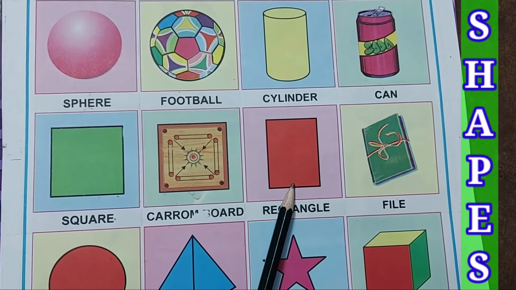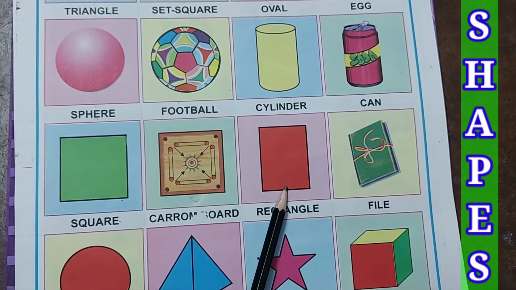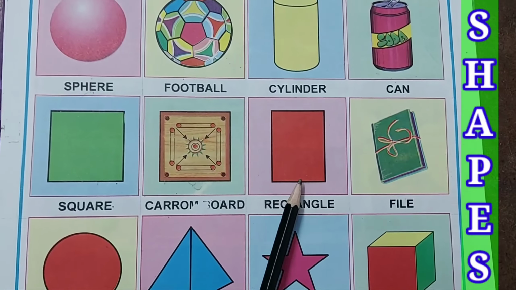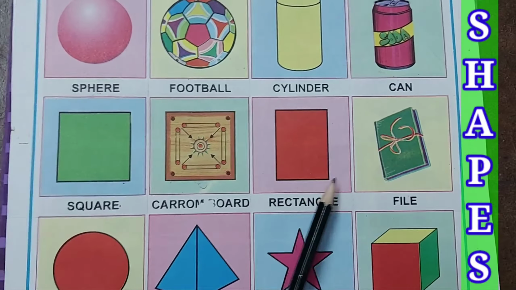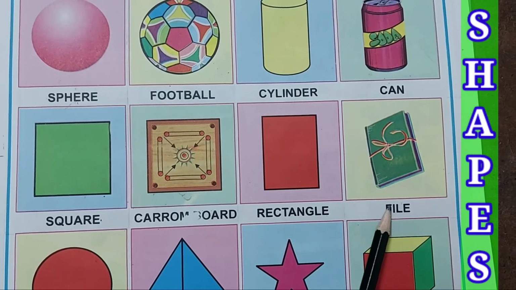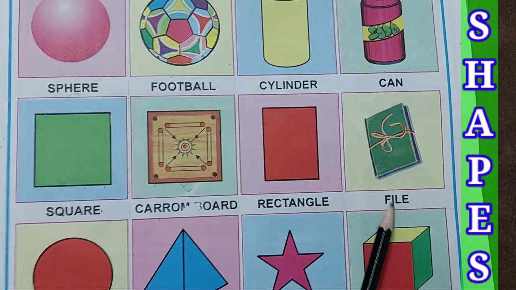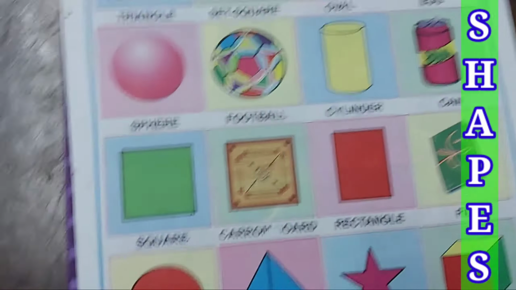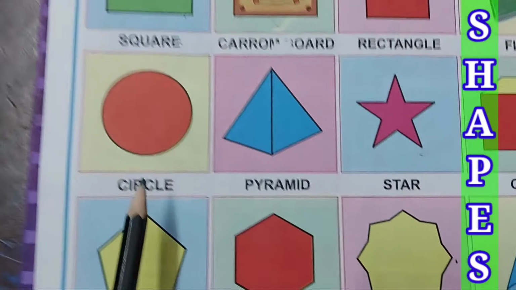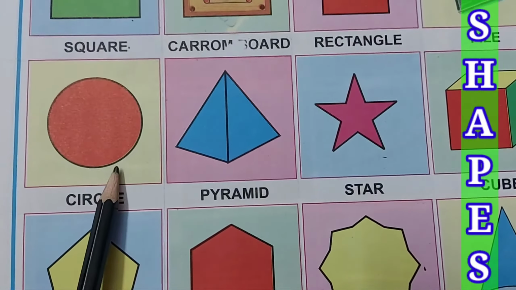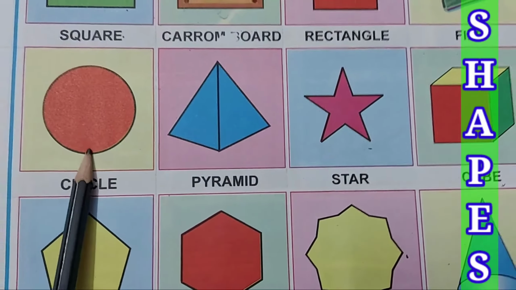Next one is a rectangle. Rectangle shape objects are, look around in your house. Yes, a door. The door shape is a rectangle. And this is a file. A file is also a rectangle shape. Next, circle. Yes, this is the shape of a circle.